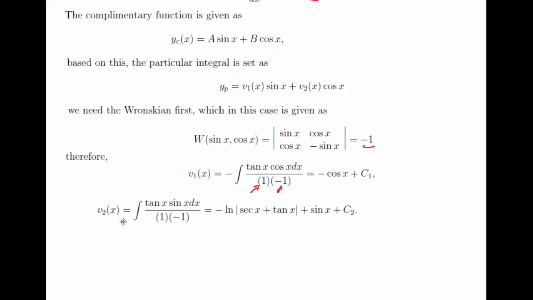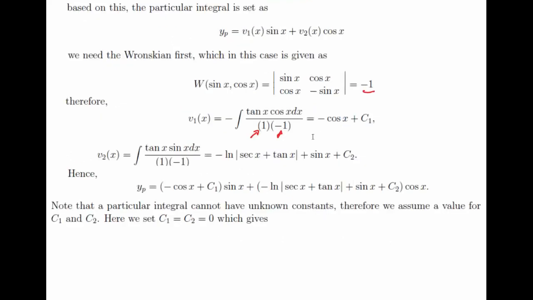Similarly, v2 is calculated as well, and that turns out to be minus log of sec x plus tan x plus sine x. So we've got both v1 and v2, and now we have our particular integral. The v1 multiplies sine x and v2 multiplies cos x. Just put them in here, and we finally have our particular integral.